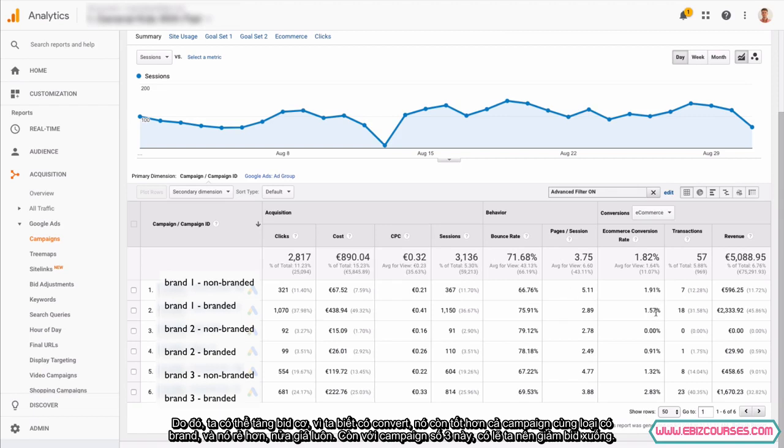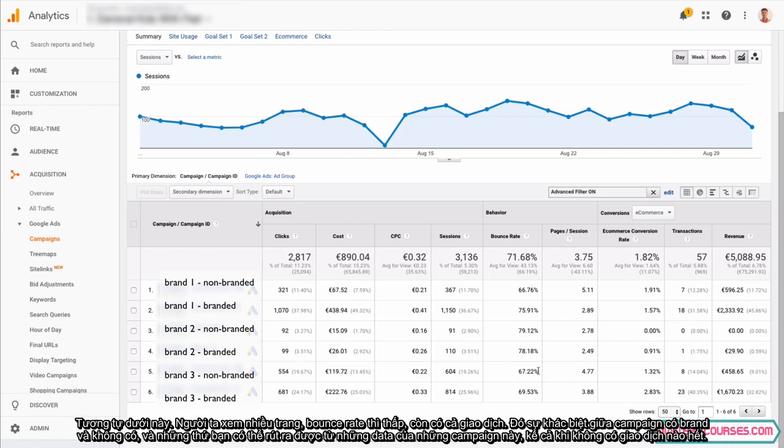They even convert better than the branded traffic, and it's cheaper. It's like half the price. And here for this one, we know that we should probably turn the bids down for the non-branded traffic. Same story here, a bit. People look at a lot of pages, have a low bounce rate, and they do convert.